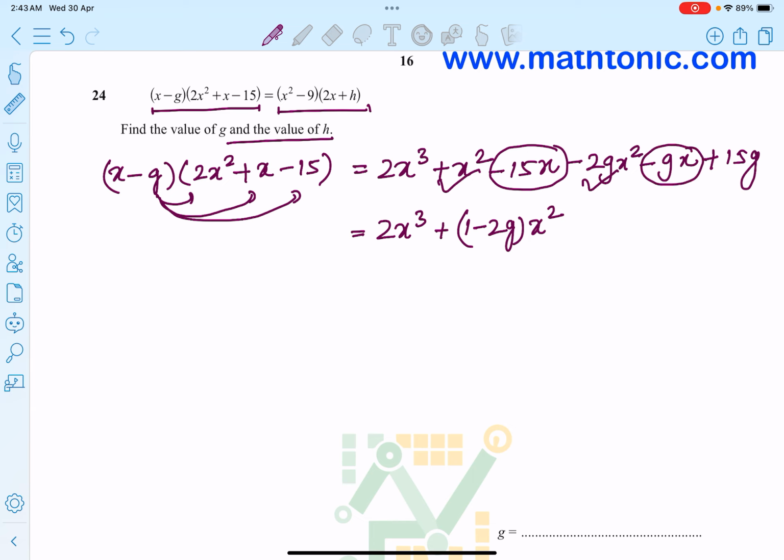I can take common minus. So if I write it down, it will be 15 plus g, this will be x. And it will be plus 15g here. Did you get it, everyone, clearly?